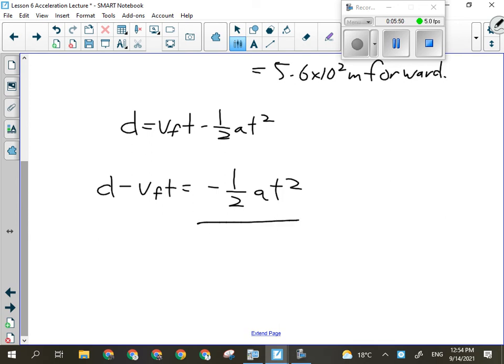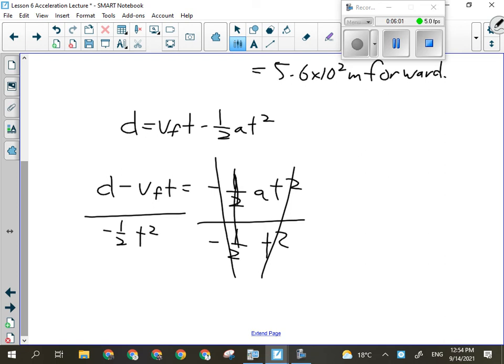So what I do generally is I divide both sides by negative 1/2 T squared, and it just comes over here. Right? Now I'm solving for A. The other way to do that would be to add AT squared over and do all that. It's a lot more work to do it that way.